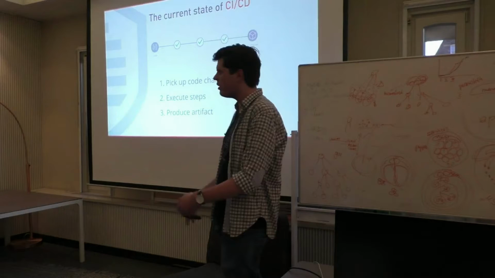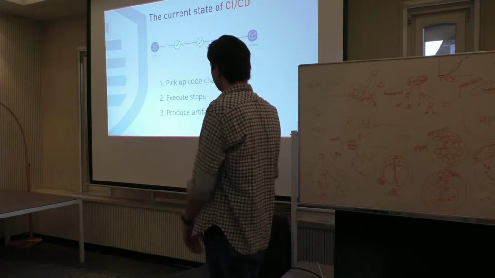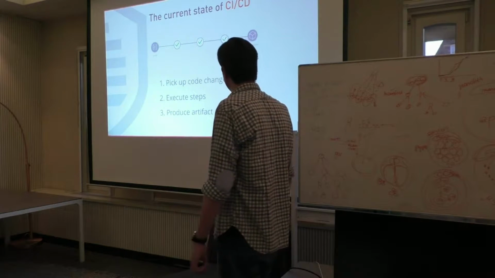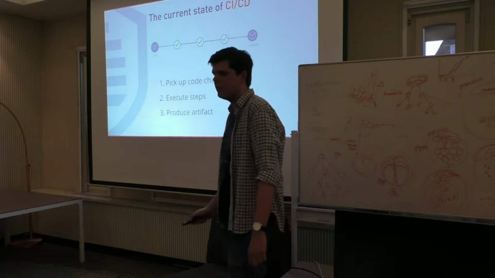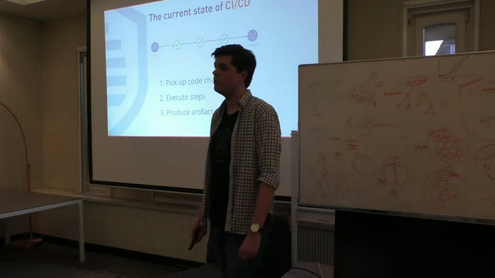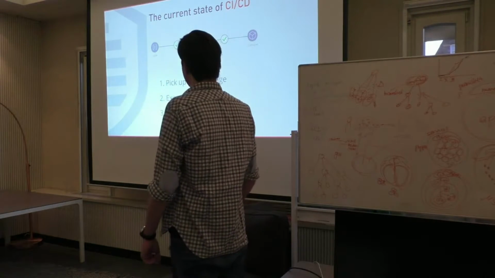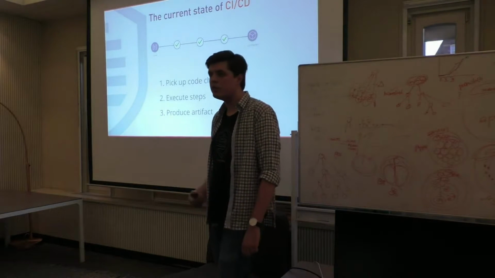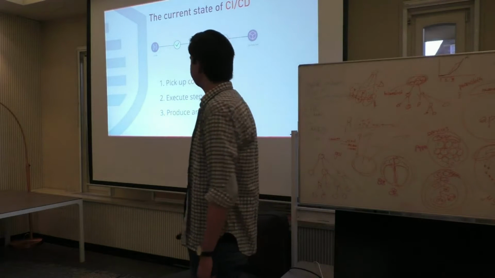So let's apply this paradigm to a containerized world. Again, it picks up the code change. That seems relatively unchanged. Your CI server should still do that. Then it should execute any amount of steps to produce an artifact. That in this case should be a container, right? This is the unit of work that we want to deploy. So what we need to ask ourselves is, how are we going to build this container? What are the steps that we need to take to actually produce an artifact that is a container?